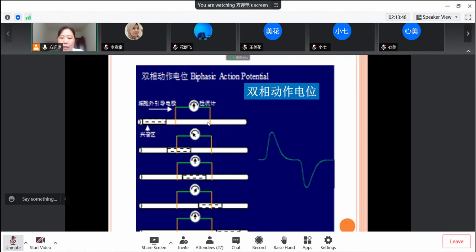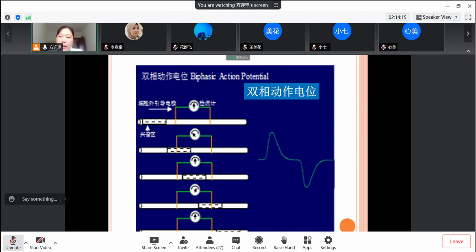The first point is excited, then the second is excited. The first excited point is positive. The one not excited is negative. The difference shows the action potential wave. Then this recovers, the other is excited, and we can see the difference shows the wave.